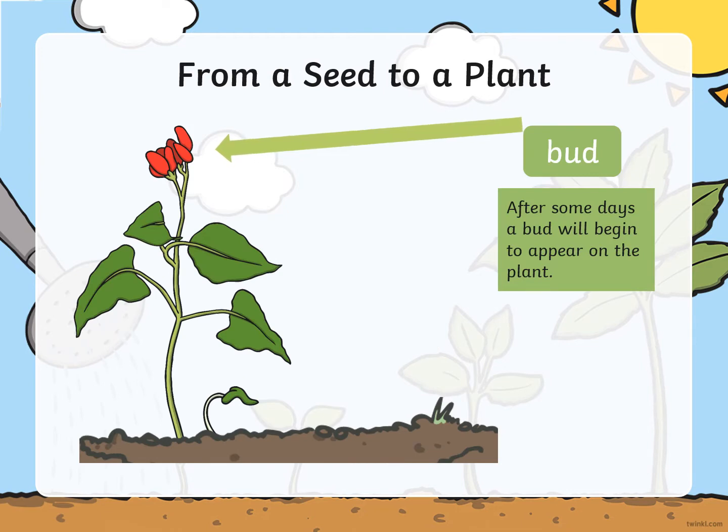Now see students, what is that? After some days, a bud will begin to appear on the plant. As you can see, this arrow shows the bud. This bud is very small. You can say it is a baby flower because it appears before the flower.